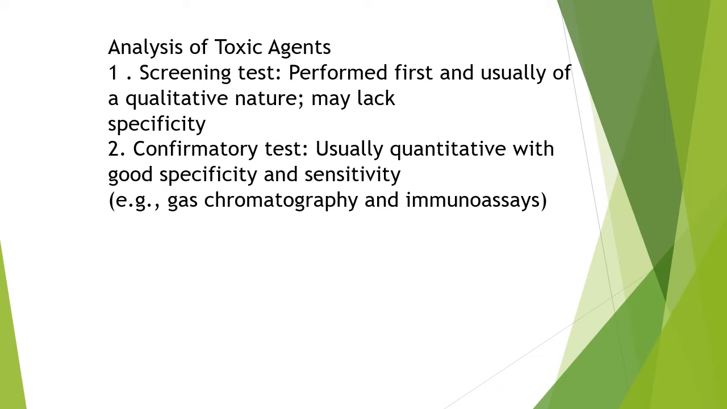Right, so how do we analyze these toxic agents? There are screening tests and there are confirmatory tests. So the screening tests are the first that we have to perform, and usually this is qualitative in nature and may not be specific. However, it may be sensitive. Number two, confirmatory tests. These are quantitative tests, usually with good specificity or sensitivity. Examples of these are chromatographies, assays, and immunoassays.